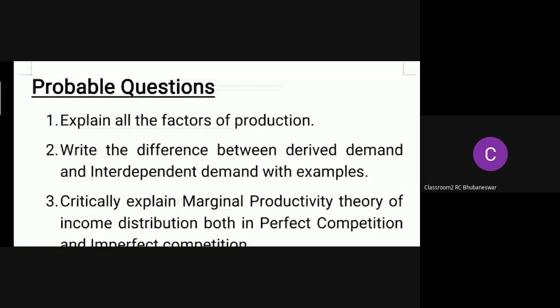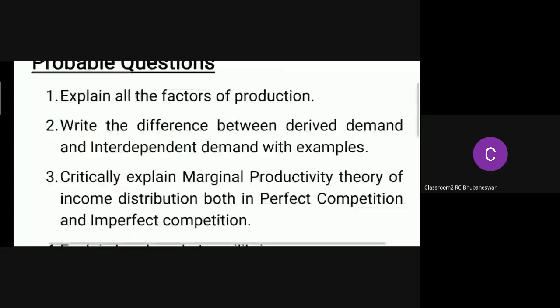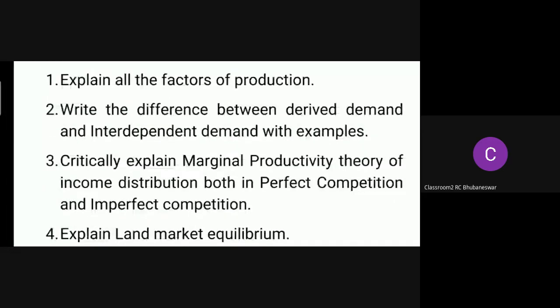Next, critically explain marginal productivity theory of income distribution both in perfect competition and imperfect competition. This is a very long question. You have to explain everything. Briefly, you have to explain what is land market equilibrium condition, labor market equilibrium condition, and capital theory. You can explain only one theory of interest, and profit theory, either Schumpeter's innovation theory or the uncertainty theory.